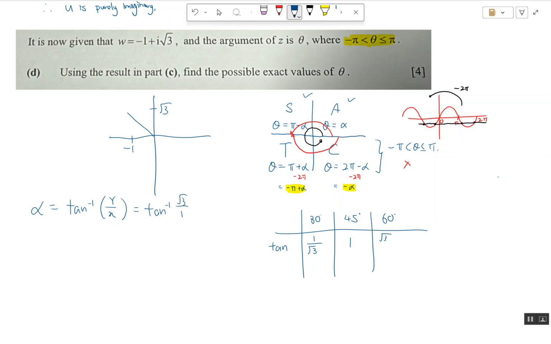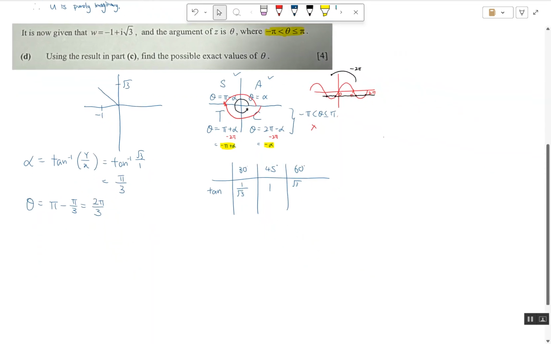Do not use negative 1. The basic angle will be 60, that will be pi over 3. In the second quadrant, so theta is easy. I'm just going to use pi minus pi over 3, and my answer is 2 pi over 3. That's all for finding the exact value of theta. But as a bonus, I'm going to show you one more.